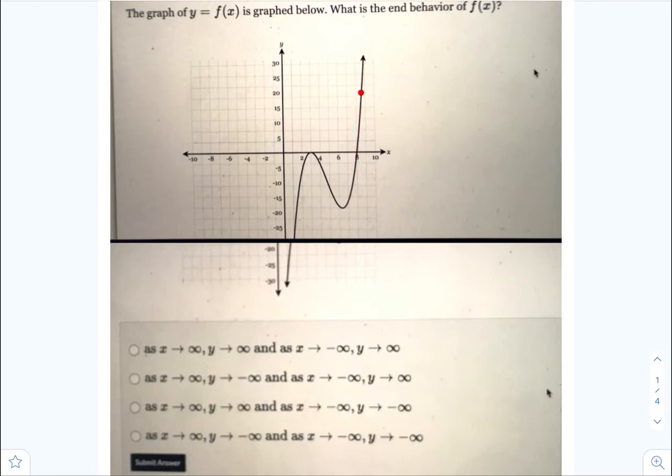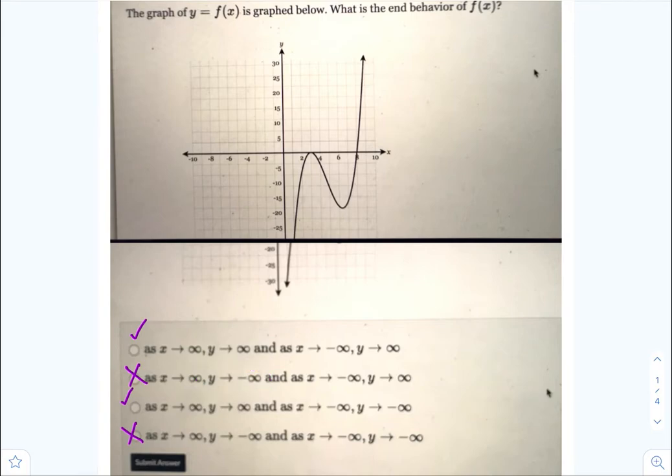So when you look at your options, we know y is approaching infinity because it's going up. So this one is good so far. This one is not good because look, that says y is approaching negative infinity. But we know as it's moving to the right, it's approaching positive infinity. So it can't be that choice. This one's still good. So we're down to 2 options.